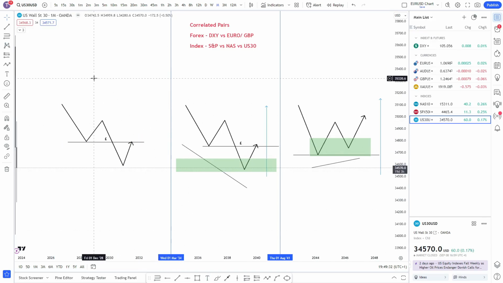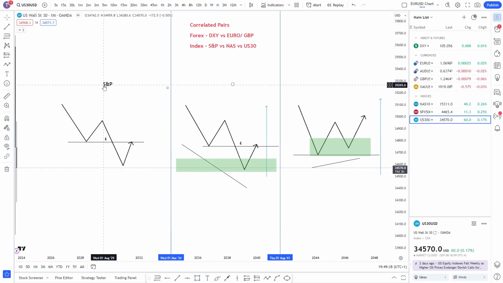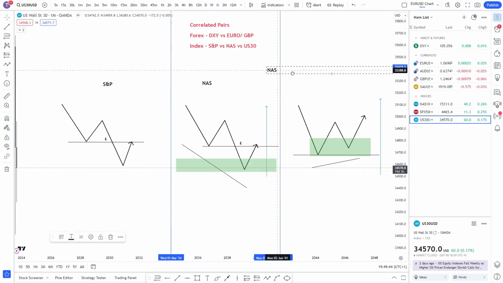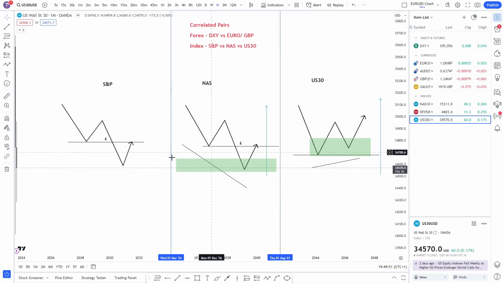Now, we're going to move over to the index. Basically, this one here is going to be S&P. This one here is going to be NAS. This one here is going to be US 30. So we're going to ask ourselves the same questions.